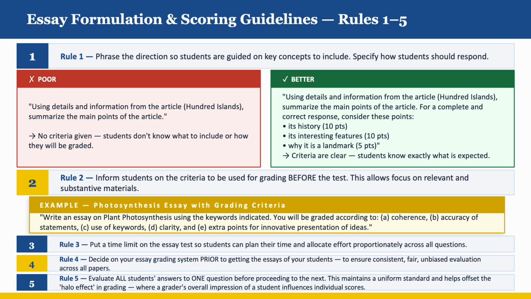Rule number 4. Decide on your grading system before you start grading. Again, decide on your grading system before you start grading. So, create your rubric, your scoring guide, before you even pick up the first paper. If you make grading decisions as you go, your standards will shift from student to student. And that's unfair.